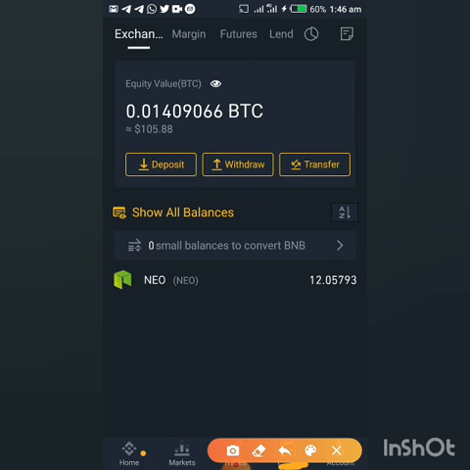Here you can deposit, you can withdraw, and you can transfer, maybe from one place to another.